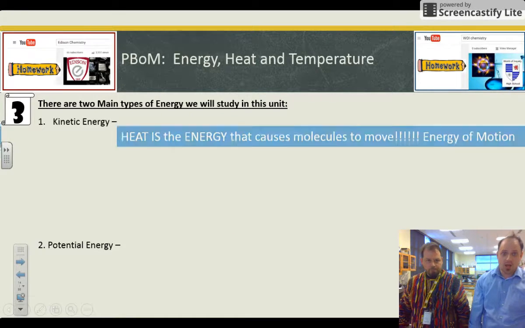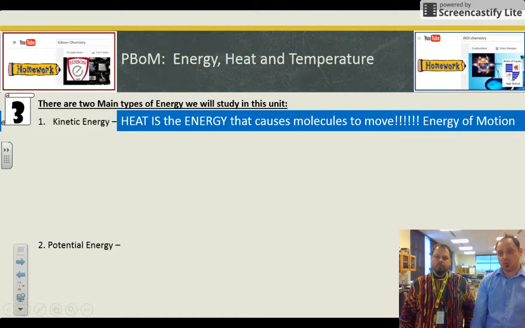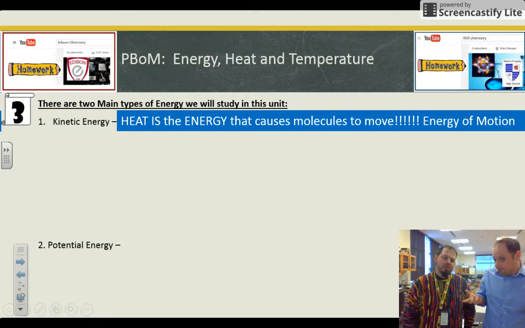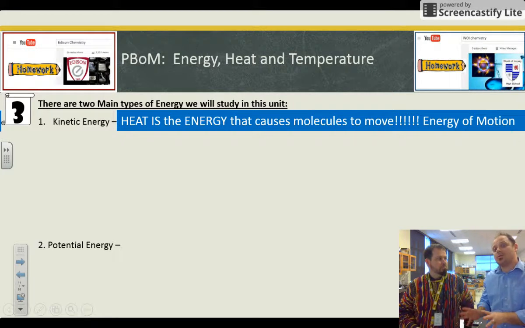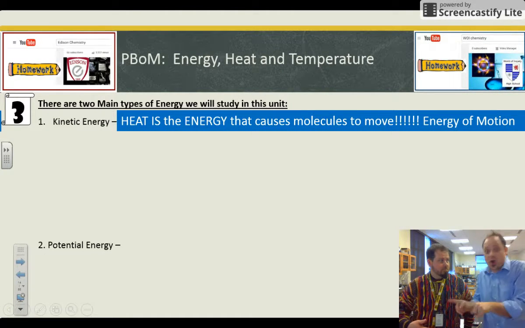Heat is the energy that causes molecules to move. Kinetic energy is energy of motion. So add heat, molecules move more. Take away heat, molecules move less. Notice how it's all in caps, because heat is energy. Temperature is not energy. It's an indirect measurement of heat, of heat energy causing things to move.